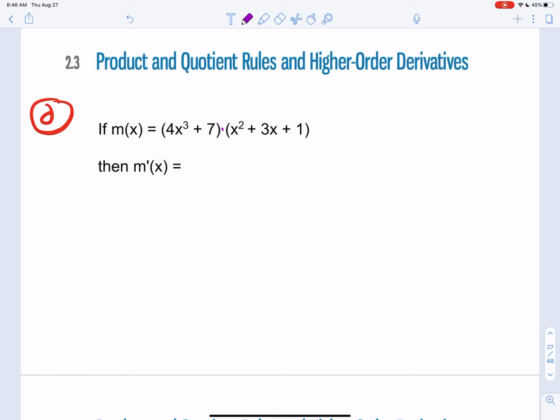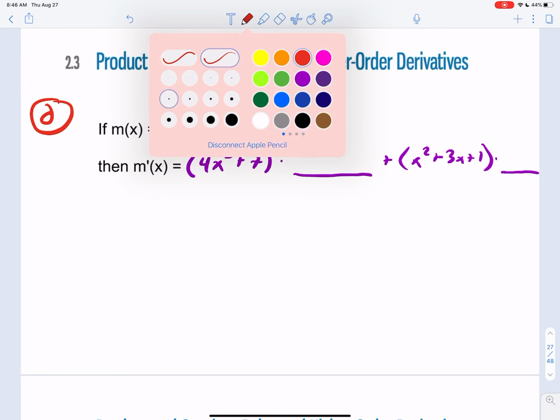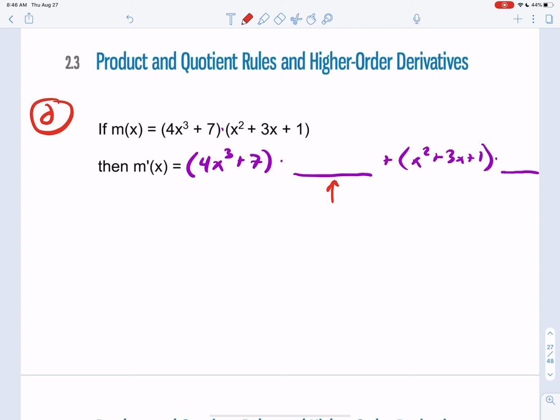So here, the derivative is going to be the first. Make sure you guys use parentheses. Times derivative of the second plus the second times derivative of the first. Okay? The derivative of the second is just 2x plus 3. That 1 goes away because it's a constant. All right? Okay, now the derivative of the first is just 12x squared. That 7 goes away because it's a constant. Okay? And that's it.